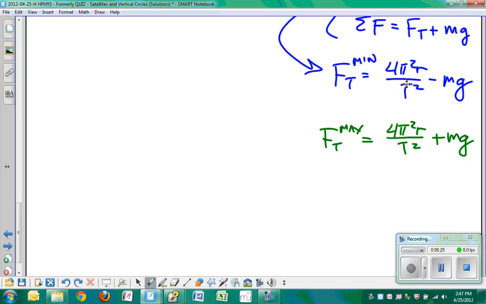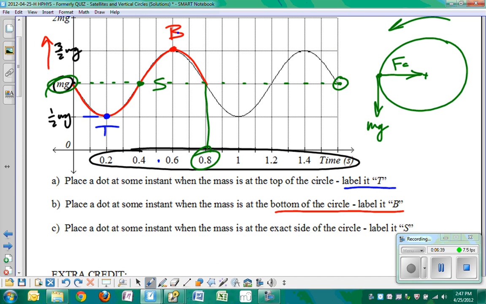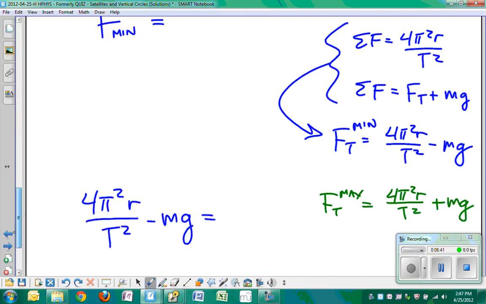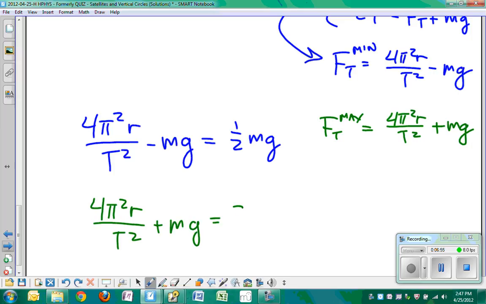All right, so we know that 4 pi squared r over t squared minus mg was equal to, this is our minimum, right? And the minimum value we had was 1/2 mg right here. So that's equal to 1/2 mg. And then for the maximum force, we had 4 pi squared r over t squared plus mg is equal to, go back and look, that's 3/2 mg.